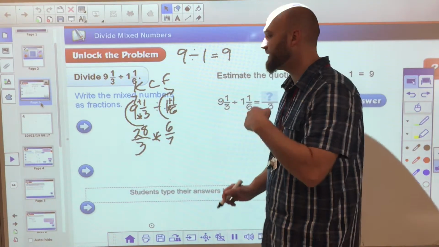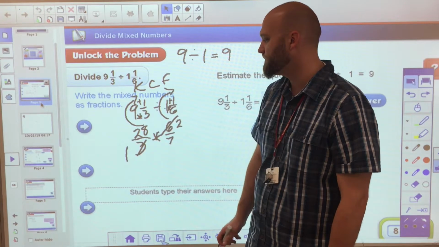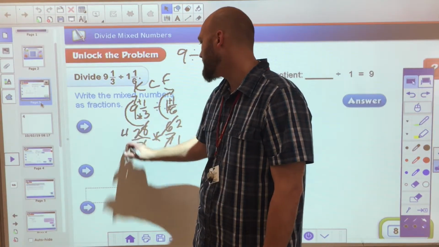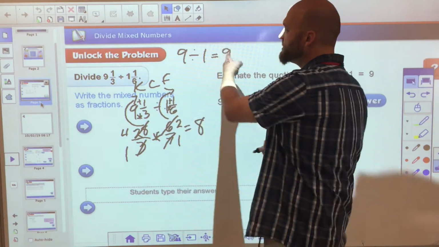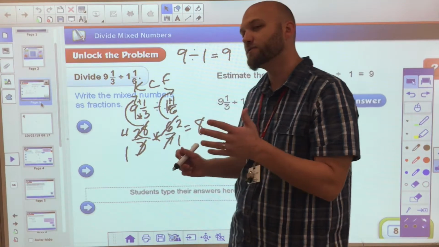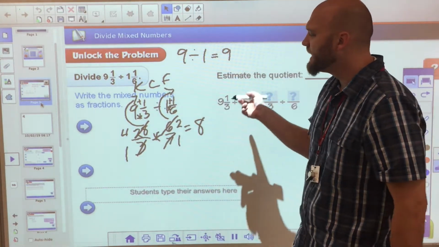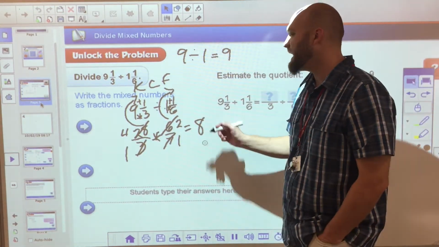Now, I can simplify here. 3 divided by 3 is 1. 6 divided by 3 is 2. 7 divided by 7 is 1. 28 divided by 7 is 4. And I would multiply across, and I would get 8/1, or 8, which is very close to 9. Now, for those of you who like to multiply and then simplify, I could find out 28 times 6 and then divide that by 21, and I'm still going to get 8 as my answer.